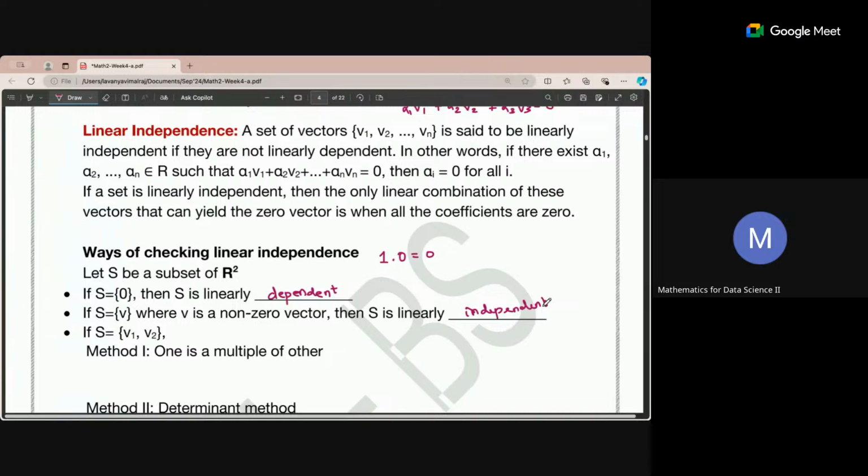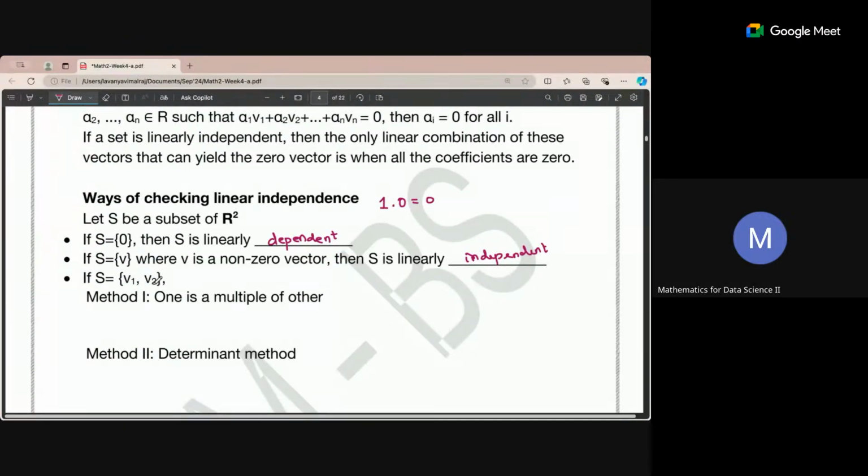Okay, so let us continue. If S is equal to {V1, V2}, and this set has 2 vectors from R2, what is the first method to verify linear independence? Simply check whether one is a multiple of the other.